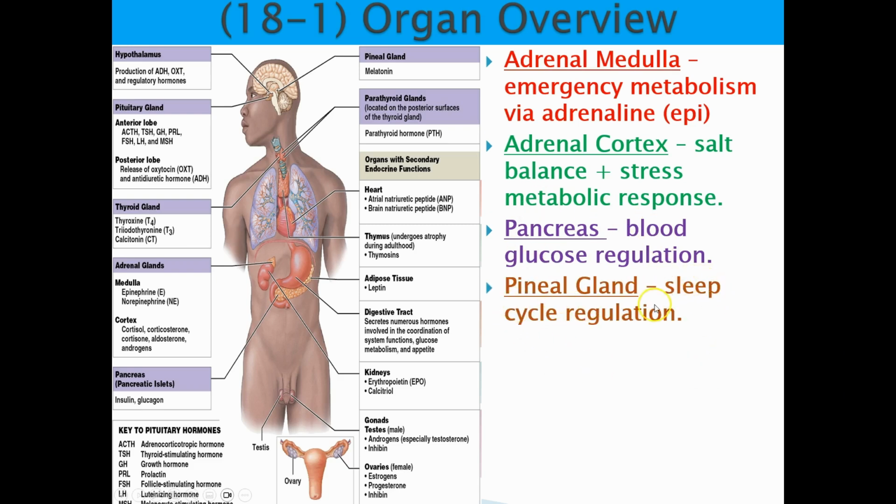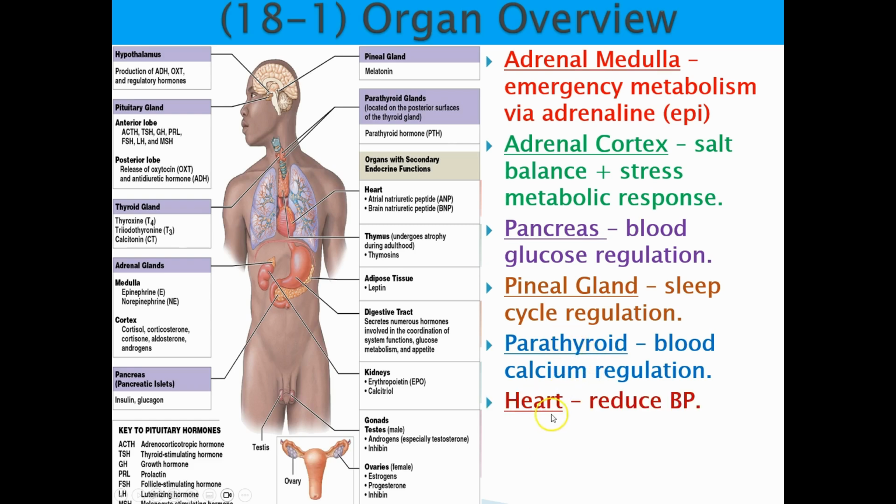Pineal gland, you should know, is sleep cycle regulation. It secretes melatonin, which is a tryptophan derivative. It's still water soluble, but the tryptophan derivative hormone is going to be melatonin, which is secreted by the pineal gland. Parathyroid hormone, you'll see, is blood calcium regulation. There actually also is a thyroid hormone that contributes to blood calcium, which we're going to get into in more detail later. The heart, the hormone it secretes helps reduce blood pressure. And then kidneys are going to produce red blood cells and contribute to calcium regulation.